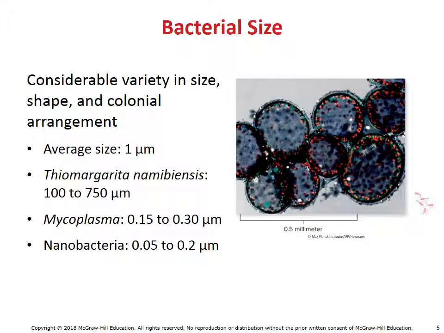Bacterial size, as we've already discussed before, comes in a variety of sizes, but the average is around 1 micron or micrometer. Some of them tend to be bigger, some of them tend to be smaller, but the average is around 1 micron.